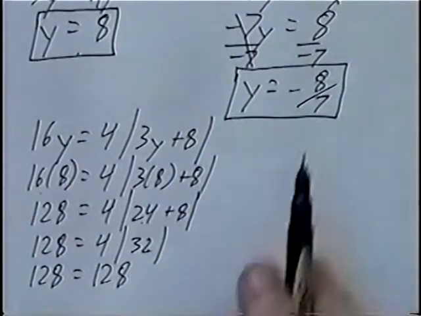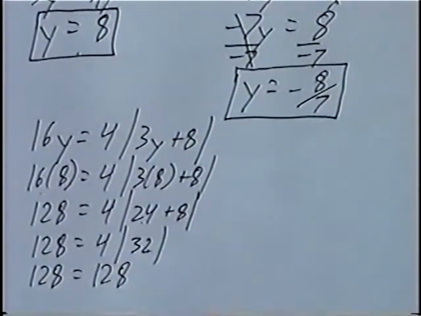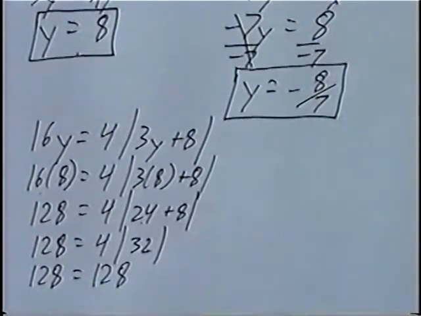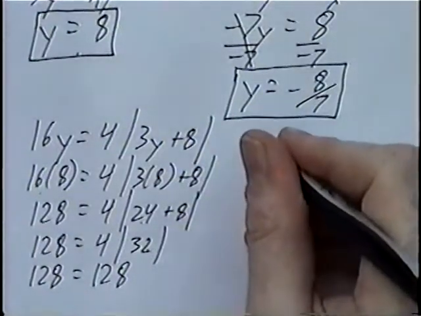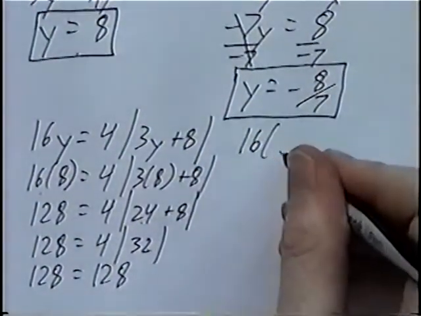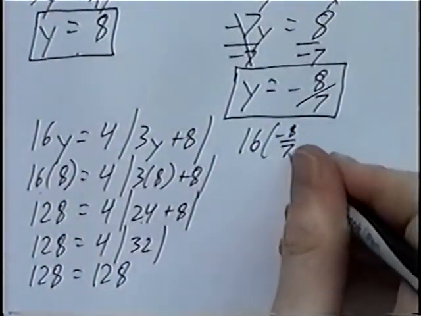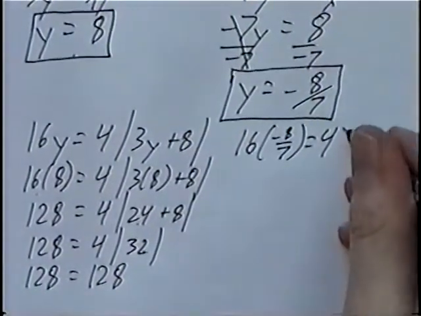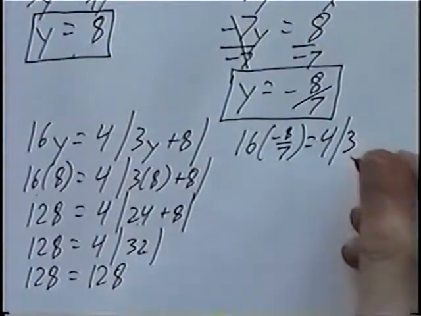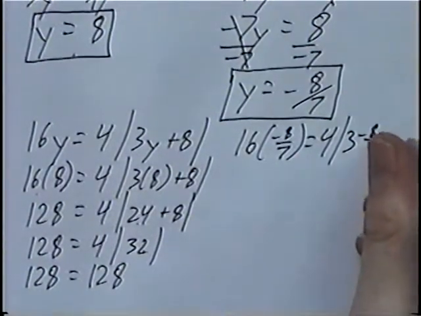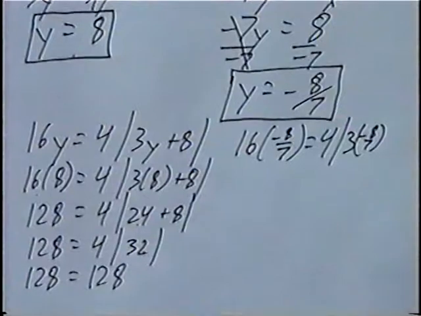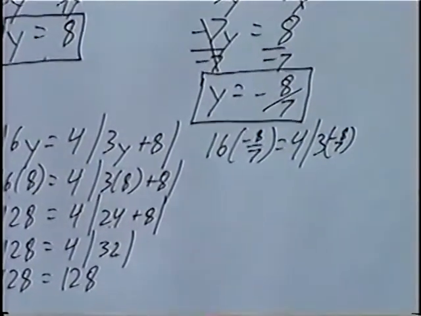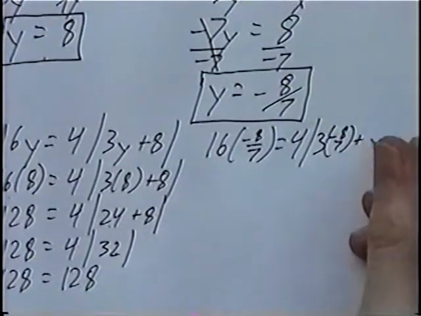The second possible answer, y equals negative 8 over 7. Again, we'll take the same original equation and plug in negative 8 over 7. So we'll have 16y, but instead of y, we'll have negative 8 over 7, equals 4 times the absolute value of 3 times negative 8 over 7 instead of y, and plus 8 inside the absolute value.